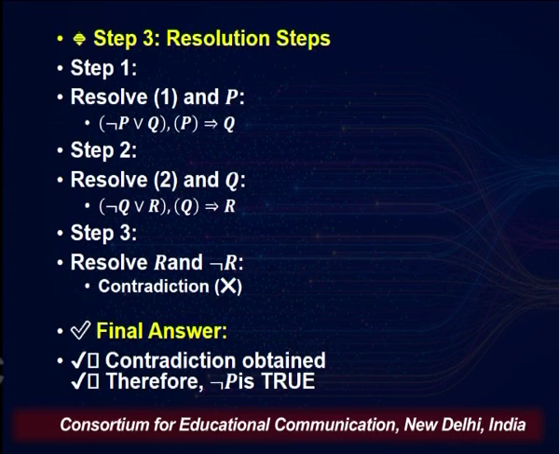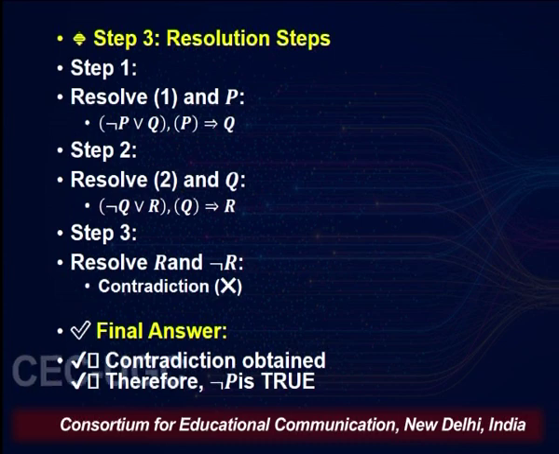So, now we are going to do some resolution steps. The first resolution step says you need to resolve clause 1 and P, which is negation of P or Q and P. So, P and negation of P, in a way, cancel out, and what we are left with is only Q.